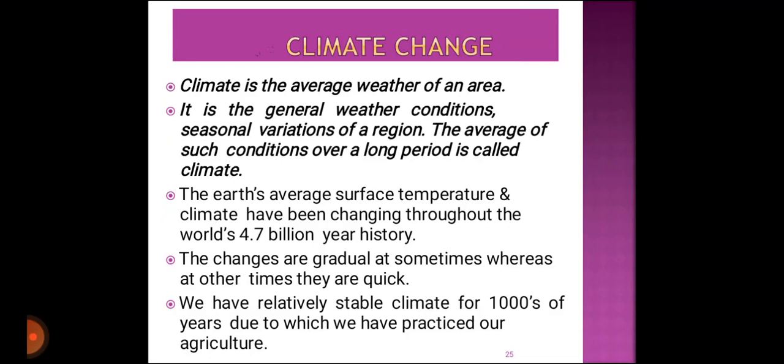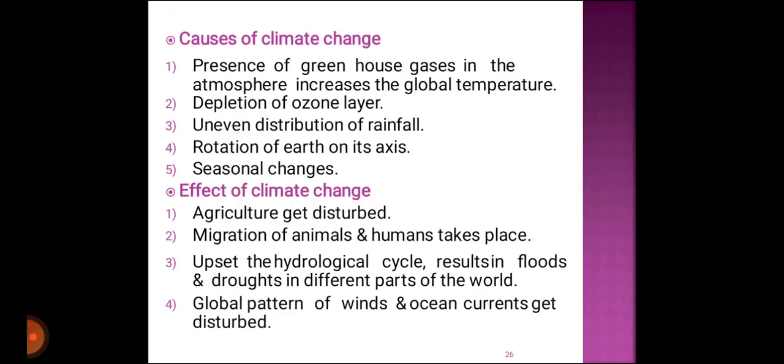Then causes of climate change. The presence of greenhouse gases in the atmosphere increases the global temperature. Depletion of the ozone layer, uneven distribution of rainfall, rotation of the earth on its axis, and seasonal variations are the main causes of climate change. The greenhouse gases include carbon dioxide, methane, chlorofluorocarbon, carbon tetrachloride, and chlorofluorobromocarbons. A large amount of these carbon halogen gases comes from various industries and our activities, which affects the environment and increases climate change. So we have to avoid such gases in the environment.